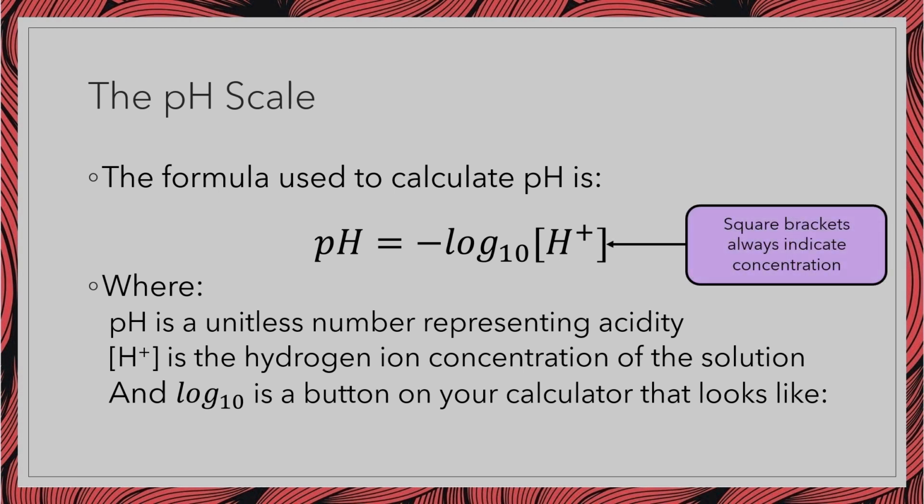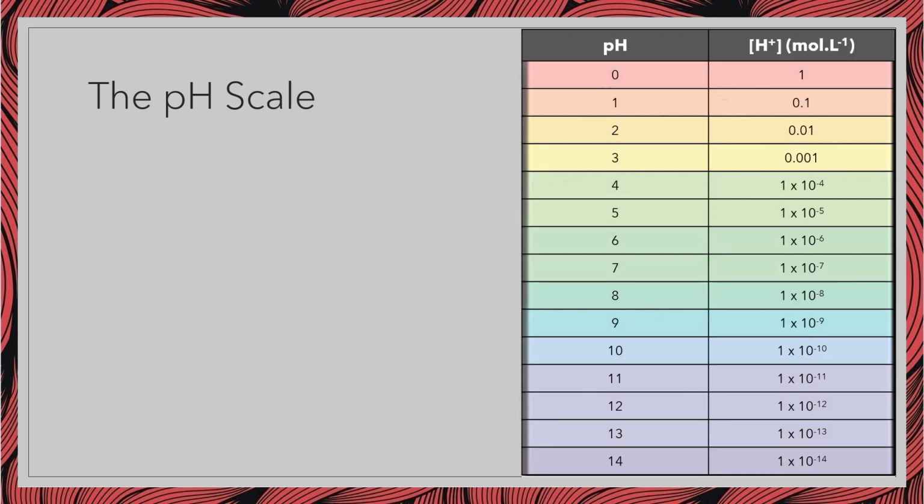Now our square brackets always indicate a concentration, and that's what your log button should look like. So remember, it's always going to be concentration of H plus, not necessarily concentration of your acid, but we'll get to that shortly.